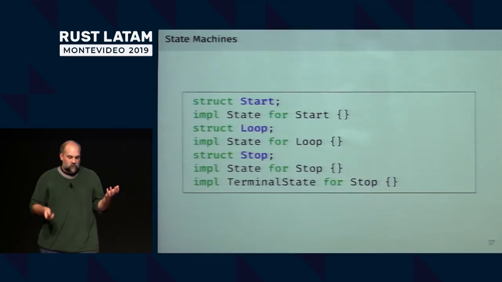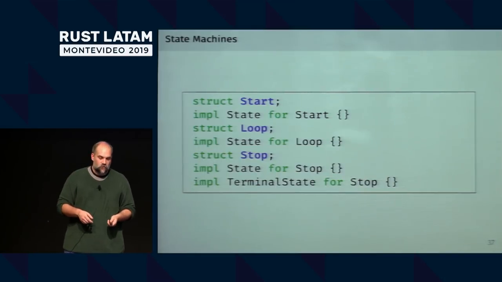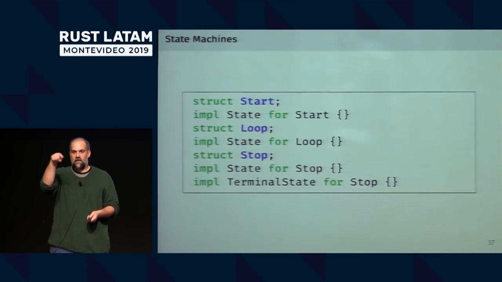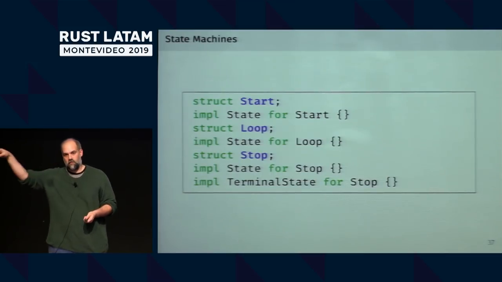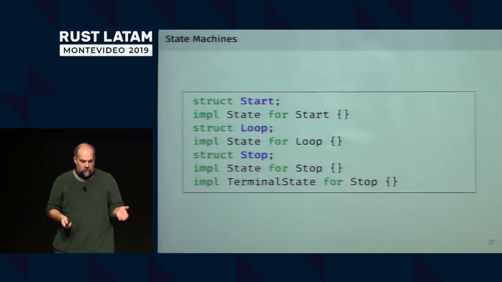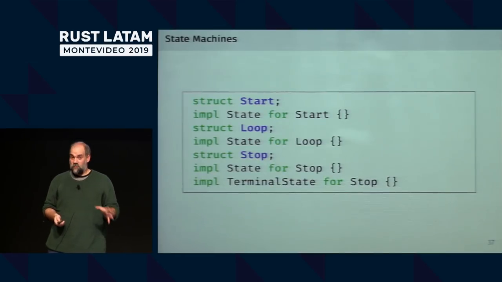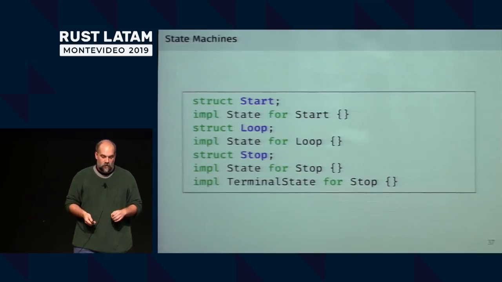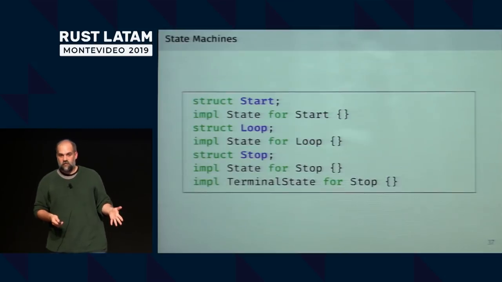And I can create myself three states. The state machine that I'm creating here is basically: there's a start, there's a mid state that I can loop into again, and then there's an end. So I have start, loop, and stop. I implement state for them. This is actually an empty trait. It's just a marker to make the compiler know these types are states. Again, there's no functionality from that. And stop is actually the terminal state.